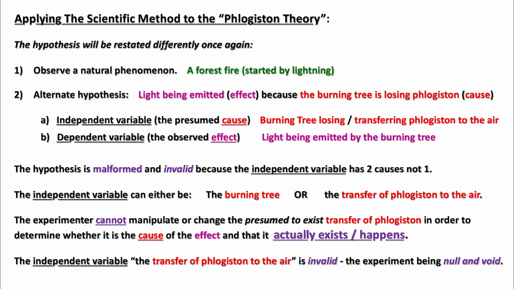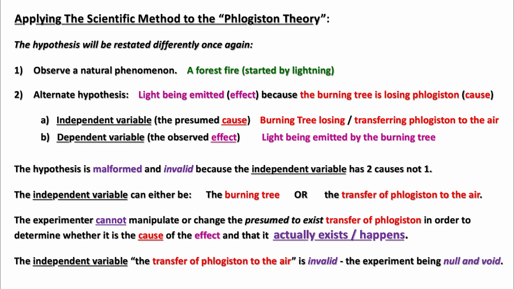The hypothesis will be restated differently once again. 1. Observe a natural phenomenon: a forest fire started by lightning. 2. Alternate hypothesis: light being emitted (effect) because the burning tree is losing phlogiston (cause). A. Independent variable, the presumed cause: burning tree losing or transferring phlogiston into the air. B. Dependent variable, the observed effect: light being emitted by the burning tree.